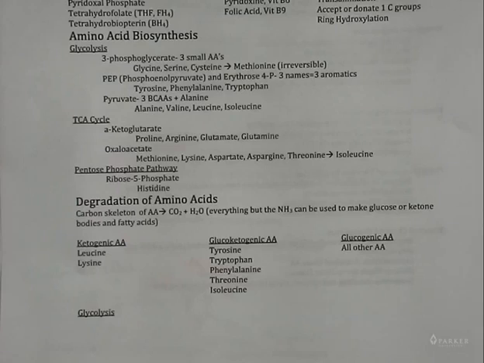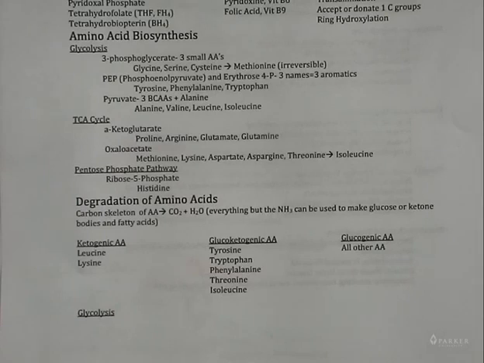Glycolysis intermediates, I broke it down by where they come from. Phosphoglycerate produces three small amino acids: glycine, serine, and cysteine. Cysteine can be turned into methionine. PEP, phosphoenolpyruvate, and erythrose 4-phosphate produce the three aromatics: tyrosine, phenylalanine, and tryptophan. Pyruvate produces the branched chains plus alanine.